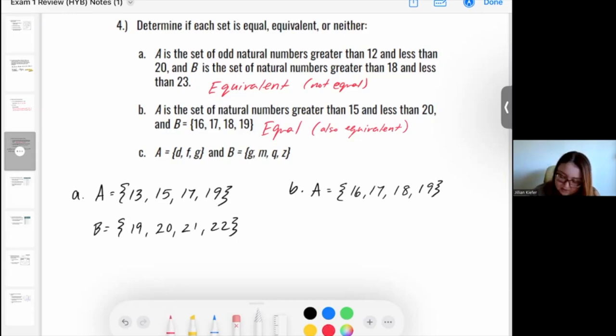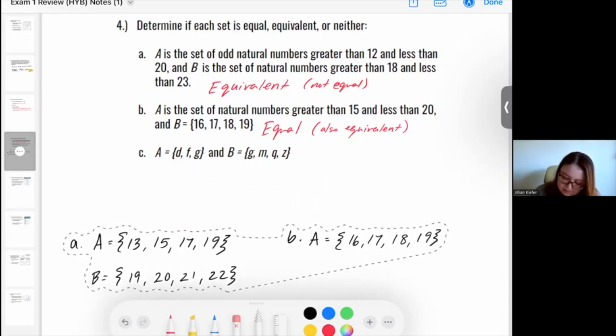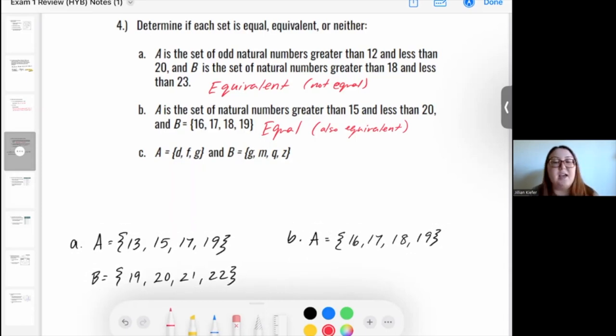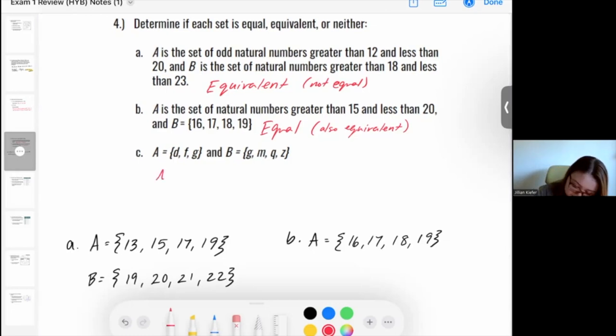All right. Then for our last one for C, we have 2 sets. Move our work down a little bit here. A is DFG and B is GMQZ. All right, so the number of elements in A is 3, DFG. And the number of elements in B is 4, GMQZ. So they don't have the same number of elements, and they don't have the same elements either. So they have to be neither. They are not equal and they are not equivalent.